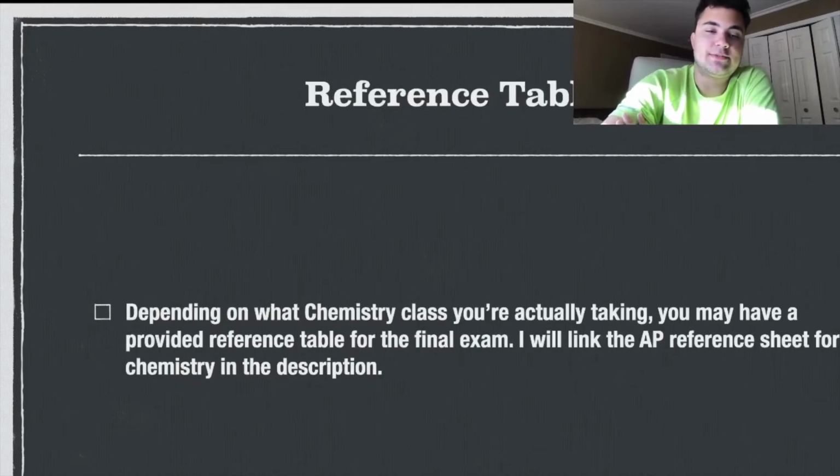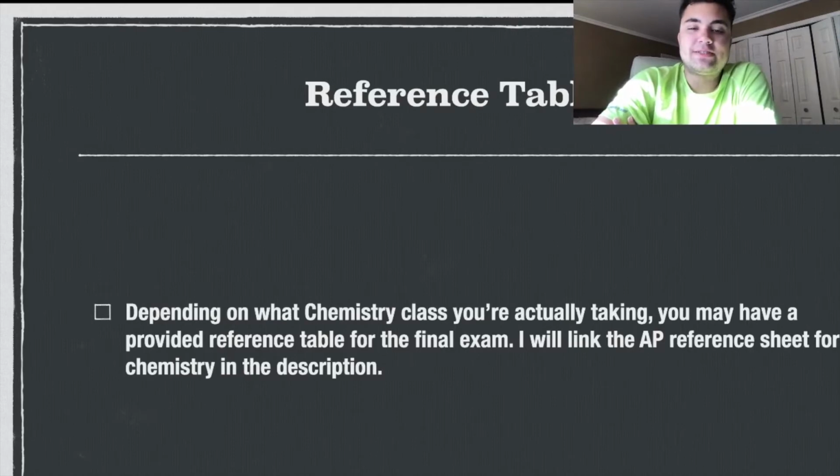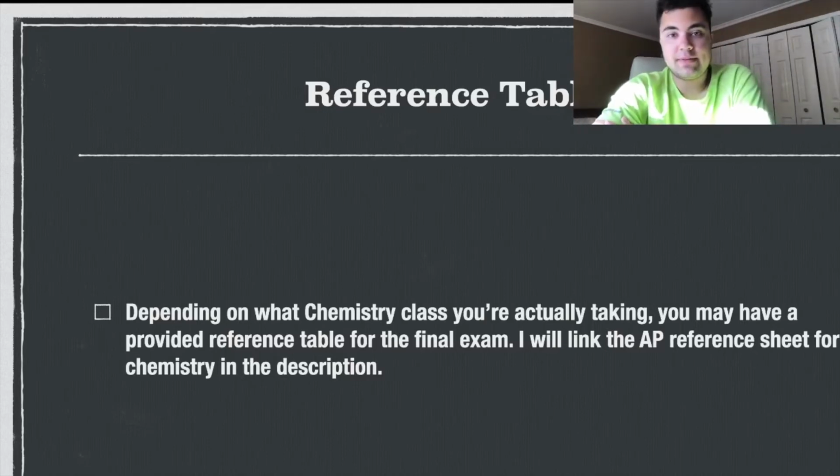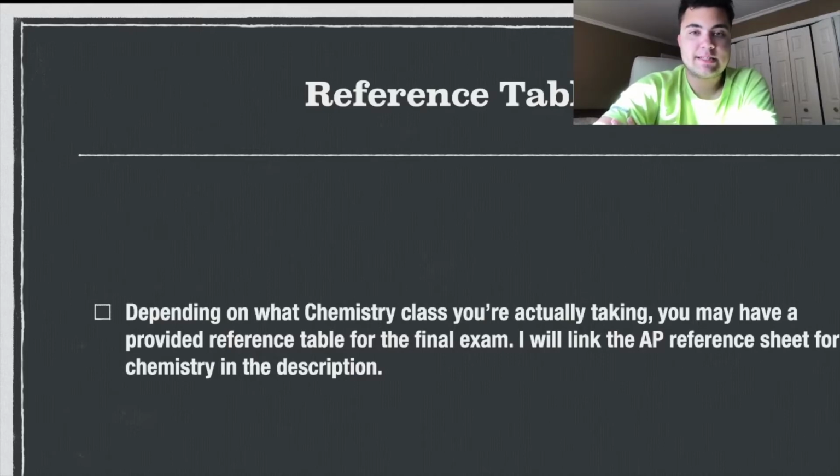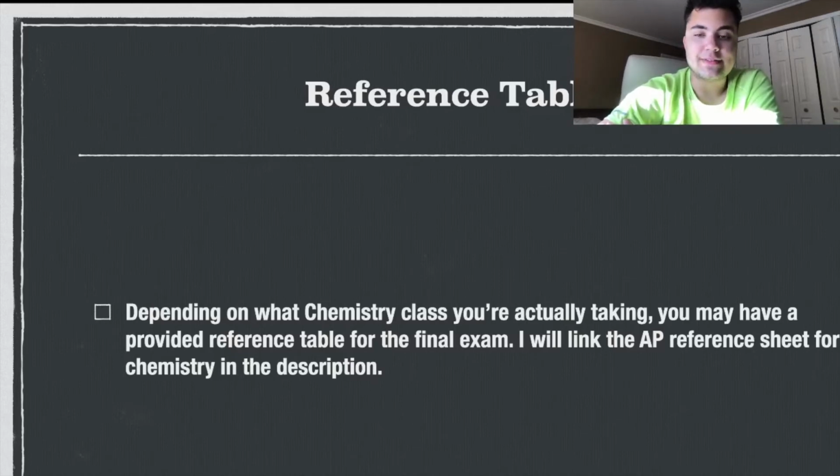Reference tables. Depending on what chemistry class you're taking, whether it's a high school level that's standardized through your state or region, or the advanced placement exam, there are specific reference tables provided for your final exam, and many times in class leading up to that, so you learn how to use it. I will link the AP reference sheet for chemistry in the description. That's a free download. And if there's another one, you should know what yours is and how to use it. We're going to be using the AP reference sheet when we need one.